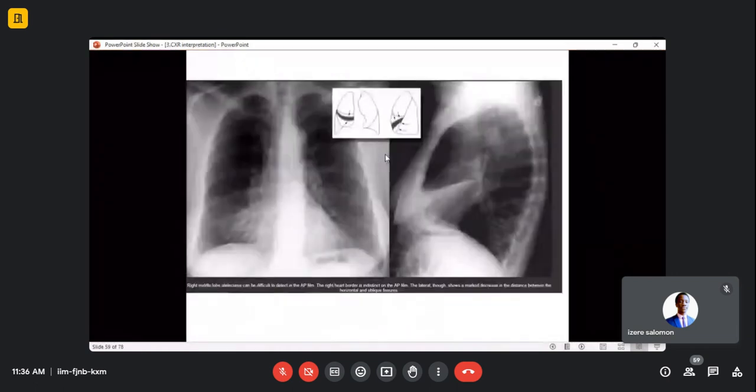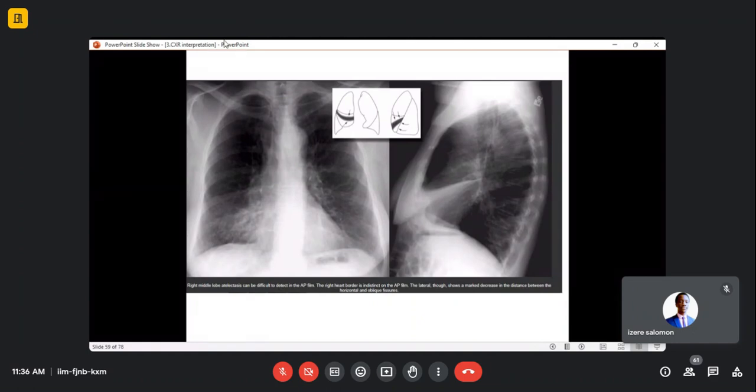Tell me what happens here. Don't read, just go. The next time I remove this text. Can you see this is a normal chest radiograph? I mean, technically, it's good.